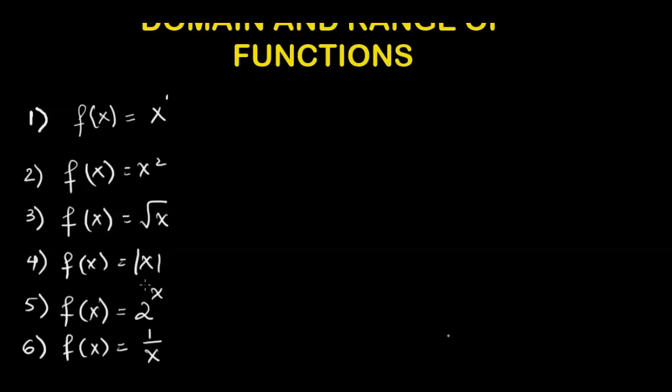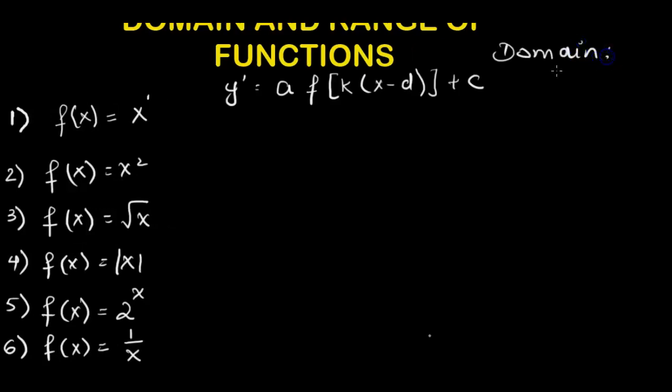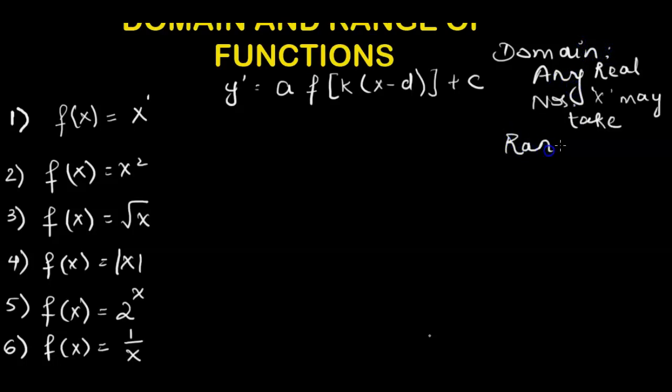Apart from knowing all 6 parent functions for domain and range, we also need to know the general transformation equation. We know that is a f(k(x - t)) + c. And the last thing we need to know for domain and range is which function has limits on x values and which function has limits on y values. Limits means restrictions. We also know that domain means any real numbers that x may take and range means any real numbers that y may take.